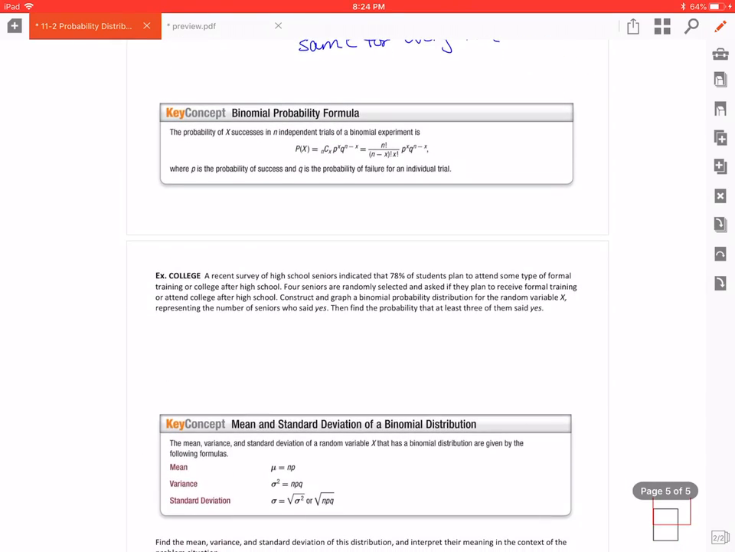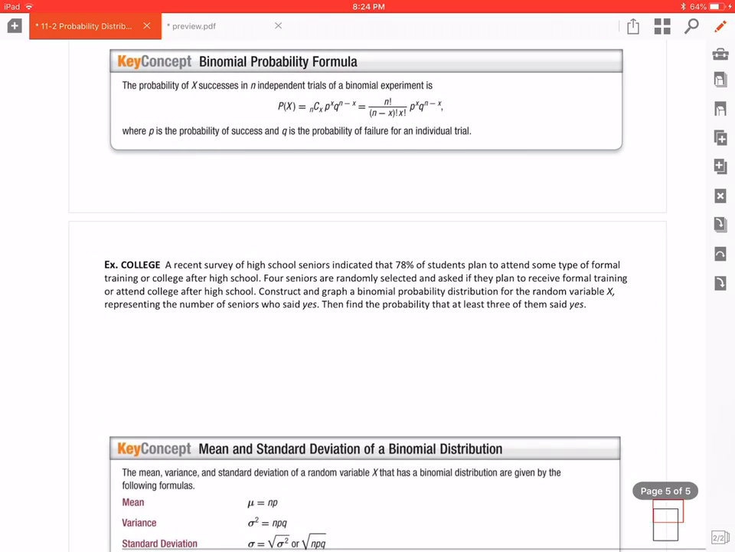So our example on this one is going to be about college. A recent survey of high school seniors indicated that 78% of students plan to attend some type of formal training or college after school. 4 seniors are randomly selected and asked if they plan to receive formal training or attend college after high school. Construct and graph a binomial probability distribution for the random variable X representing the number of seniors who said yes. Then find the probability that at least 3 of them said yes.